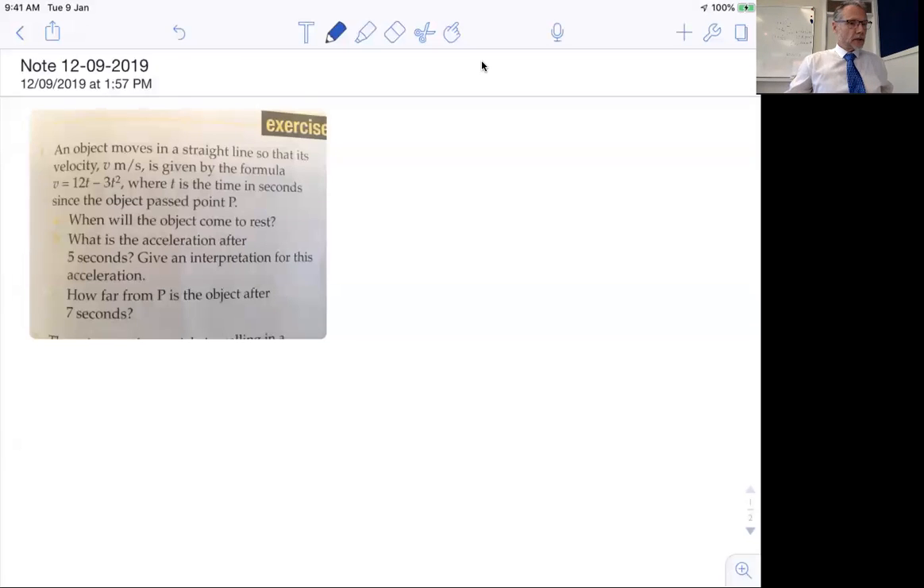Right, so this is exercise 1704, and we're going to look at the first question. We're told here that we'll highlight what we've got. We've got a velocity statement right there, and it's about an object passing a point P. The first question is, when will the object come to rest? All right, so let's answer that to begin with.